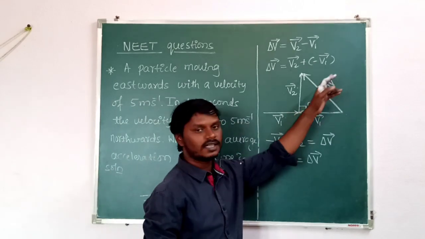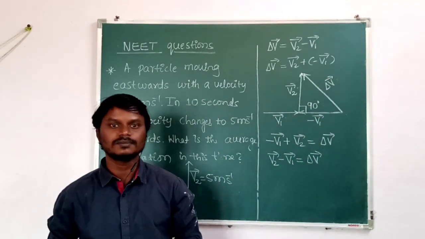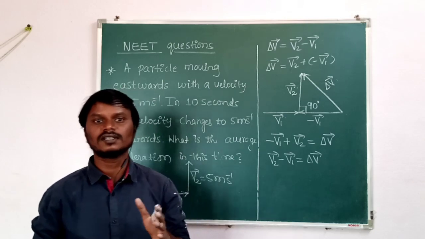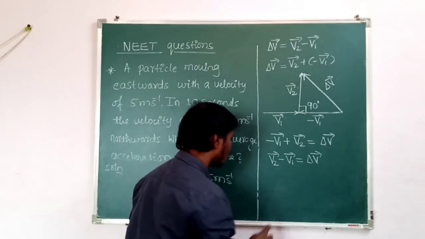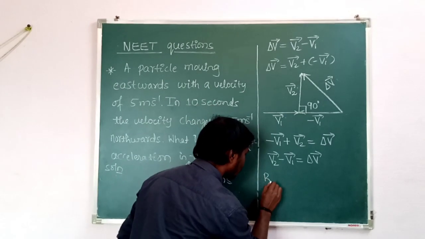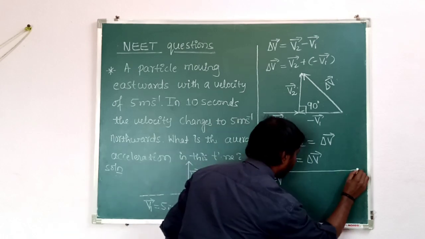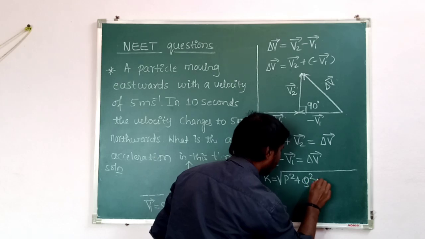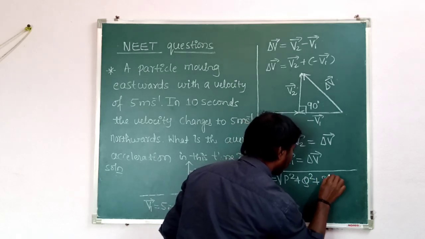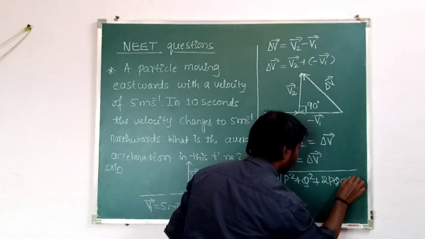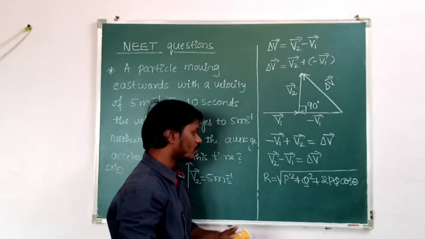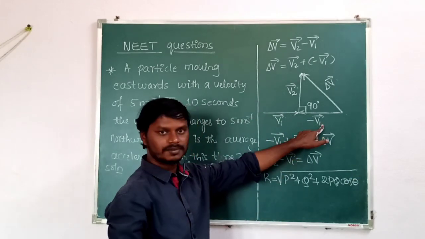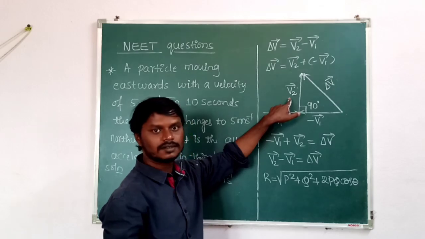Then we are going to find delta V by using the magnitude of resultant of two vectors formula. What is that formula? R is equal to square root of P square plus Q square plus 2PQ cos theta. So let us take P as minus V1 and Q as plus V2.